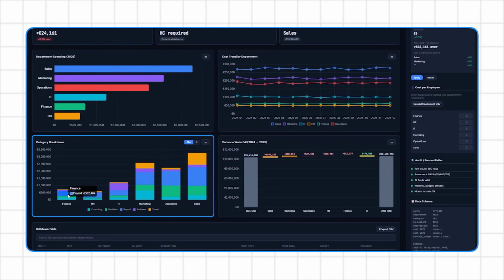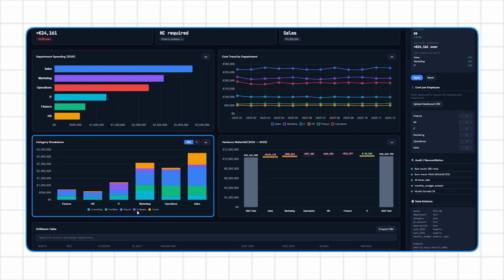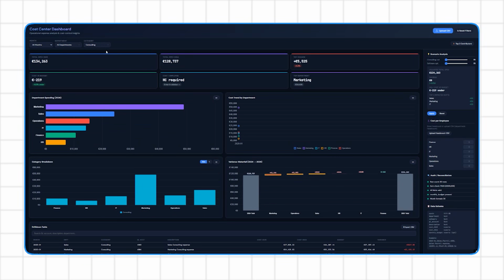The category breakdown reveals that payroll dominates at 4.29 million, but since payroll reductions are operationally difficult, the more actionable targets are consulting at 1.62 million and travel at 1.48 million. Clicking consulting filters the dashboard to show which departments generate those vendor costs.